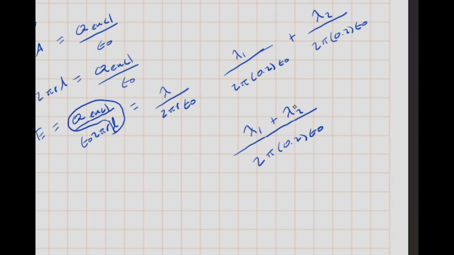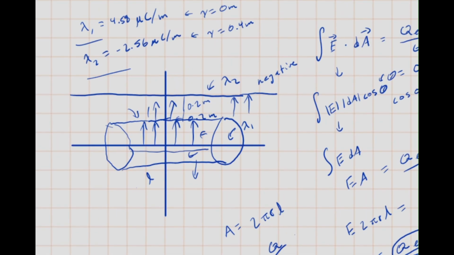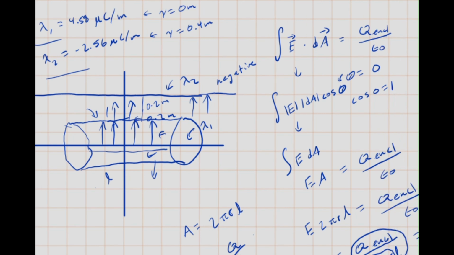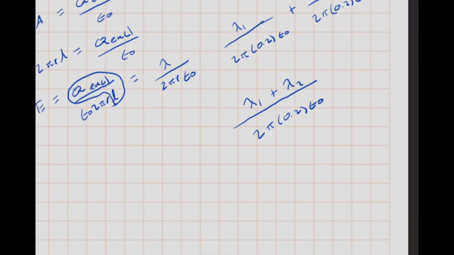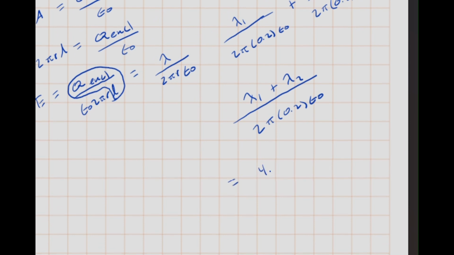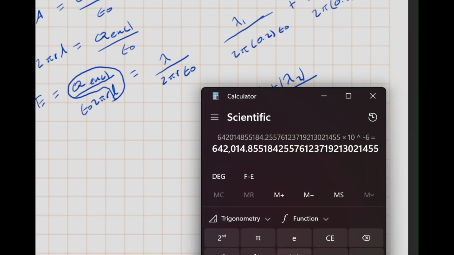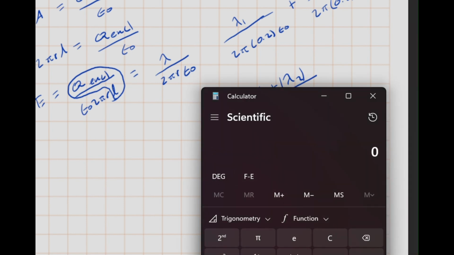And once again, don't pay too much attention to the signs on this, because that was handy in telling us which way the electric field lines were going. But essentially, we can just add these together at this point, since we know which way the field lines are going. So this will come out to 4.58 plus 2.56, divided by 2 pi times 0.2 epsilon naught. And let me just get my calculator out real quick. As you can see, I've tried solving this before, but we'll give it another shot.